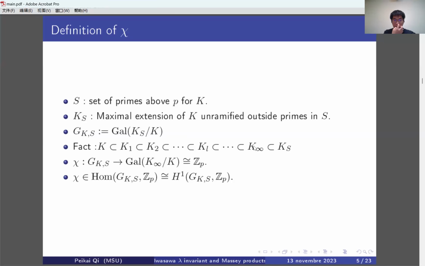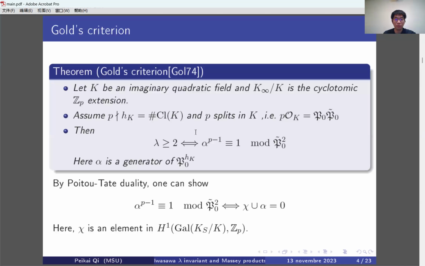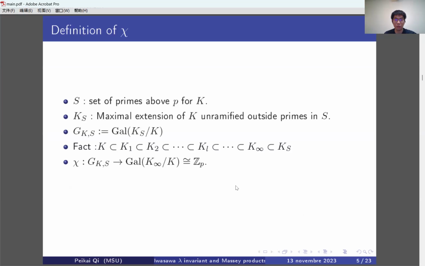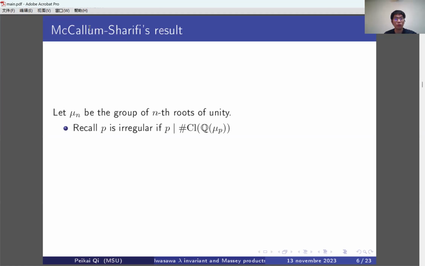So here I transformed this numerical criterion into a cup product. But I didn't tell you why I wanted to transform this numerical criterion into the form of a cup product. Next, I will tell you another classical result, and we will see the reason why I wanted to transform it into the language of group cohomology. So let's look at another classical result, the McCallum-Sharifi result.